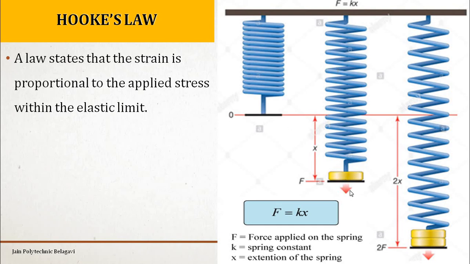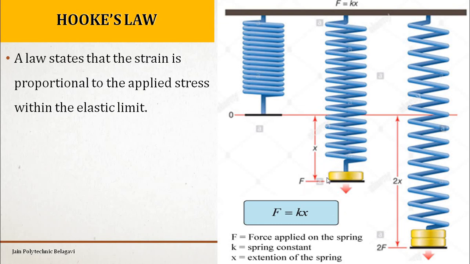When load is applied with F, the elongation or the deformation that takes place is X. This force is nothing but the stress applied, and the strain taking place here, right? X is the strain. So stress is proportional to strain. So you can see F is equal to Kx. So what is this? K is nothing but the spring constant. We'll discuss this in the further coming slides.